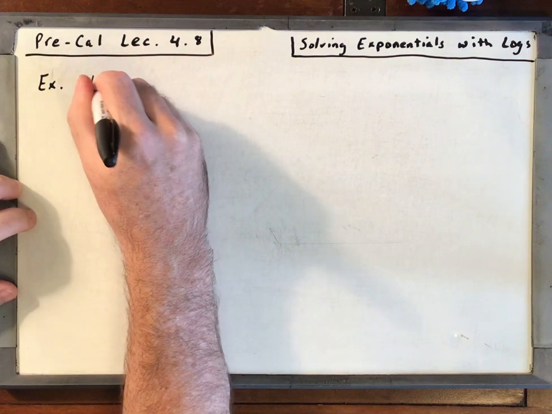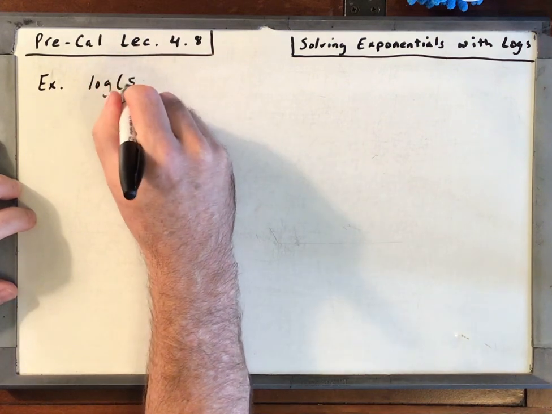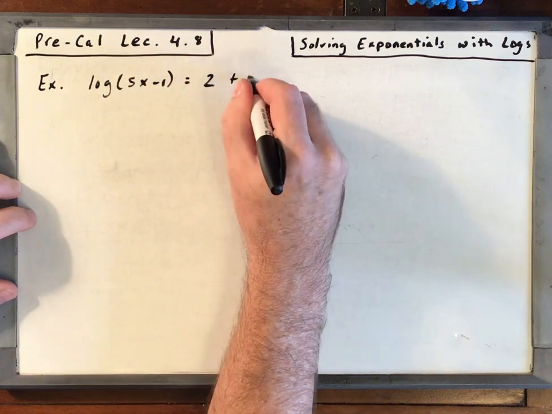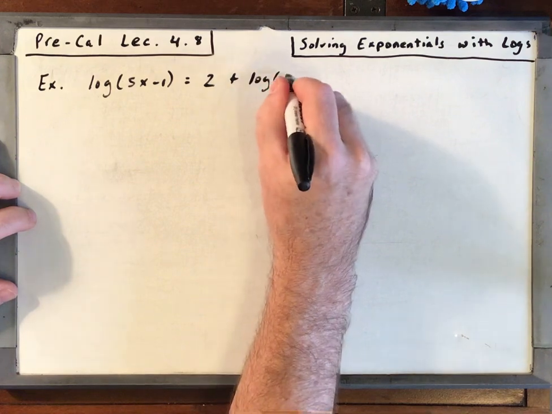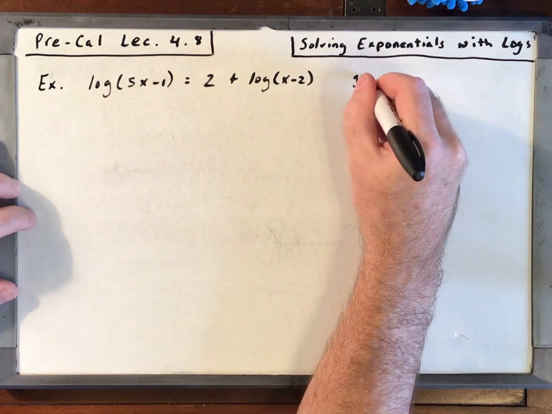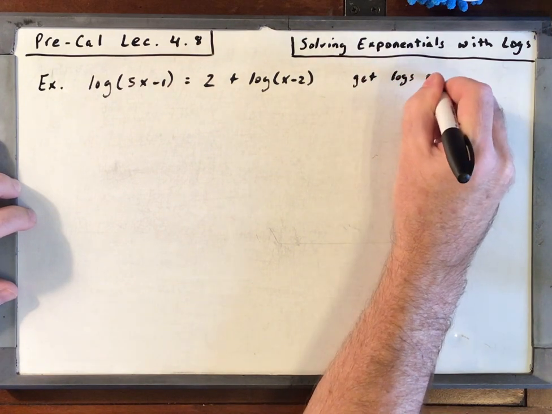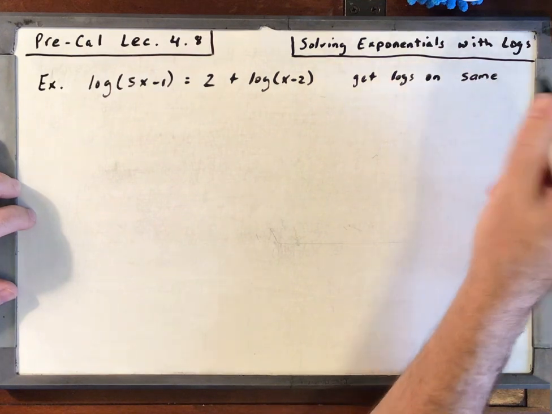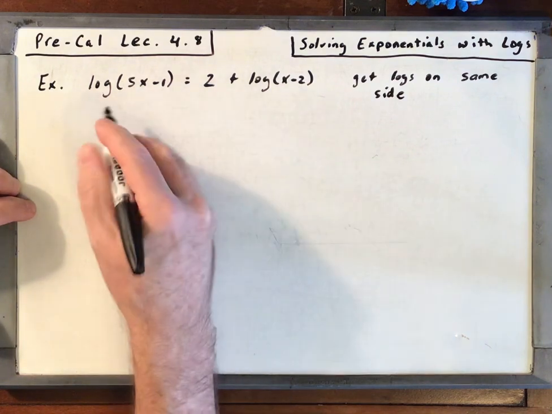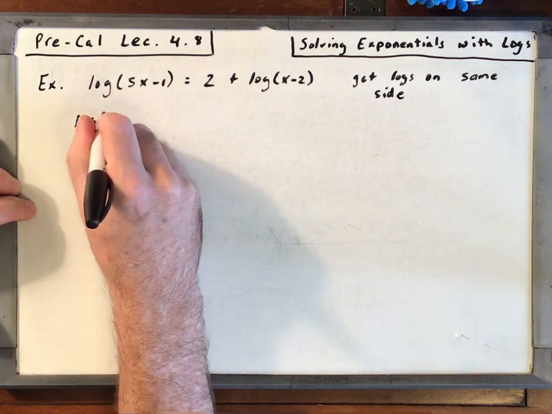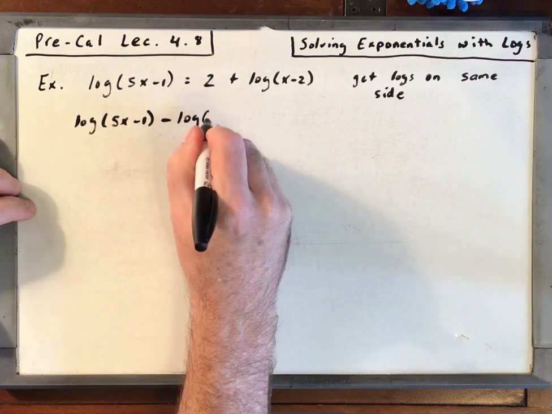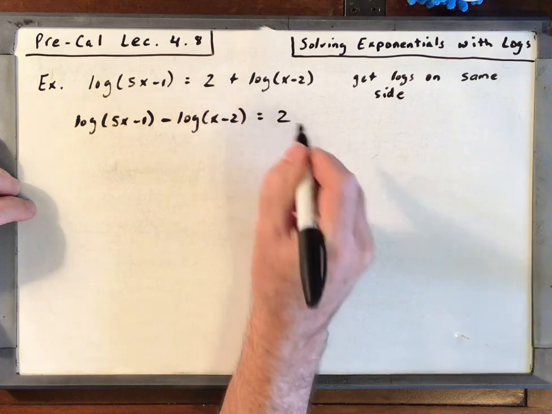So we got the log of 5x minus 1 equals 2 plus log of x minus 2. All right, let's isolate the logs to one side. So get logs on same side. That means I'm going to take that log of x minus 2, move it over to the left. So I've got log 5x minus 1 minus log x minus 2 equals 2.